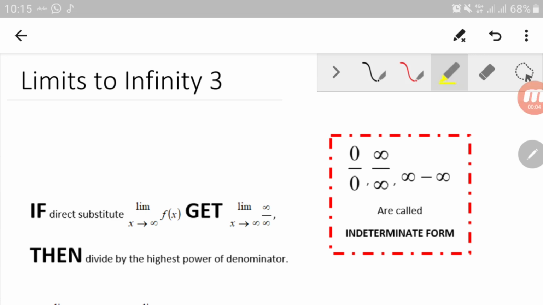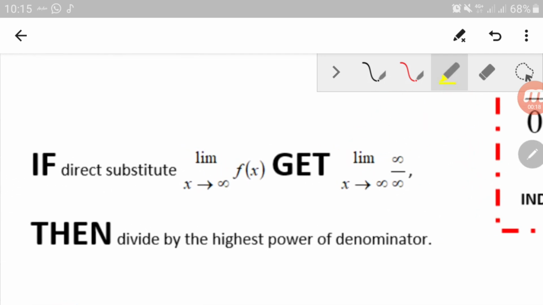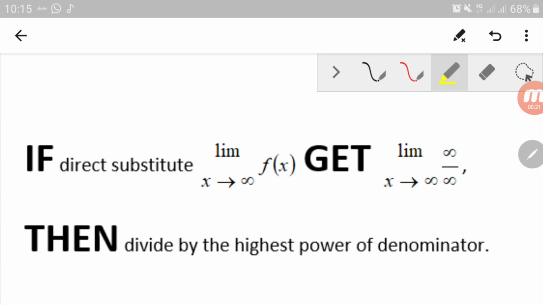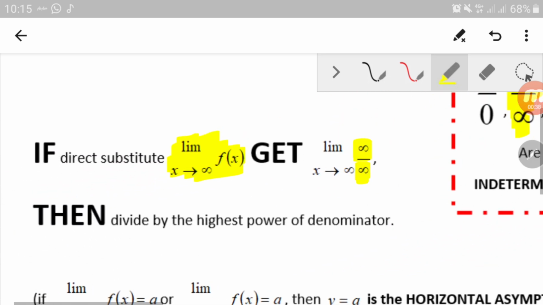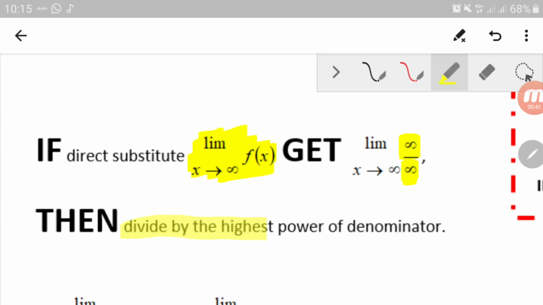In this video, I would like to share with you how to solve limits questions involving one of the four types of limits to infinity, and this is the third one. So what is the form or the case? If we direct substitute in the limit of f(x) as x approaches infinity, we get something like infinity over infinity, which in turn is one of the indeterminate forms. So what should we do? We have to divide by the highest power of the denominator.